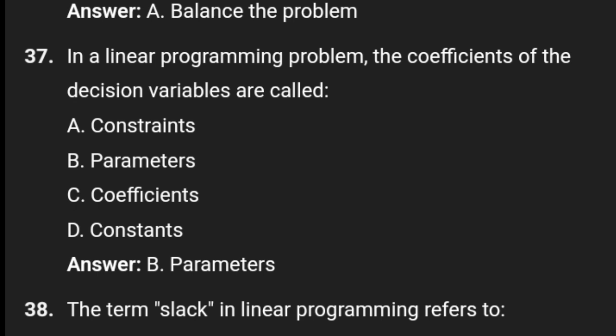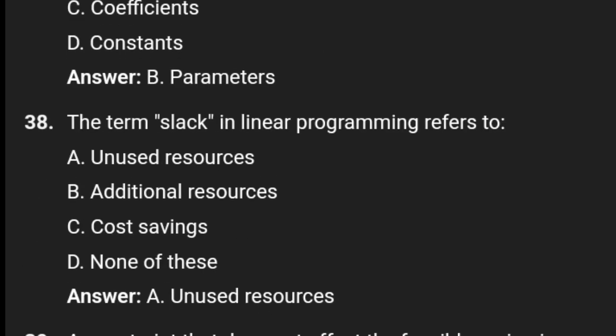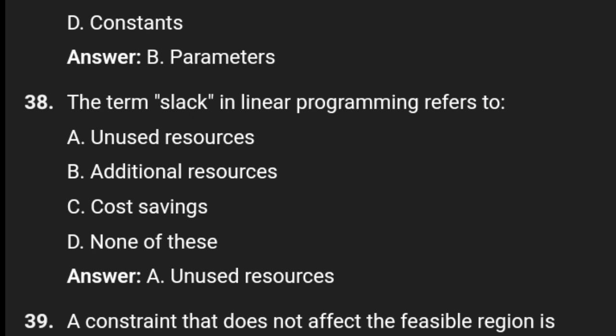37. In a linear programming problem, the coefficients of the decision variables are called: A. Constraints, B. Parameters, C. Coefficients, D. Constants. Answer: B. Parameters. 38. The term slack in linear programming refers to: A. Unused resources, B. Additional resources, C. Cost savings, D. None of these.